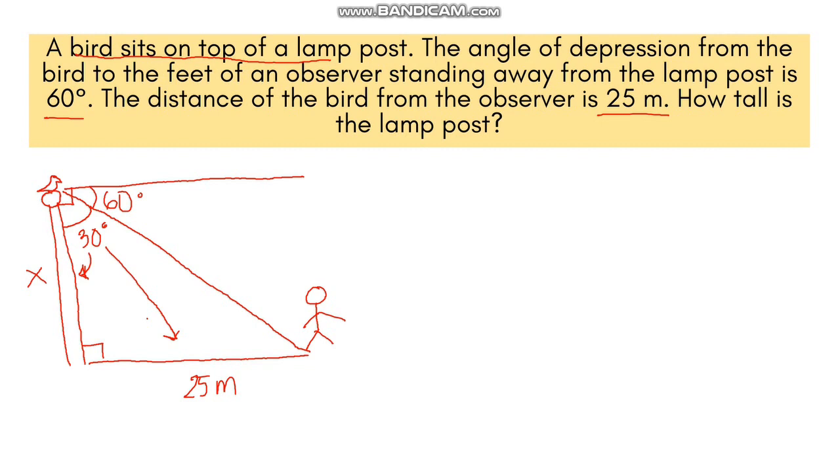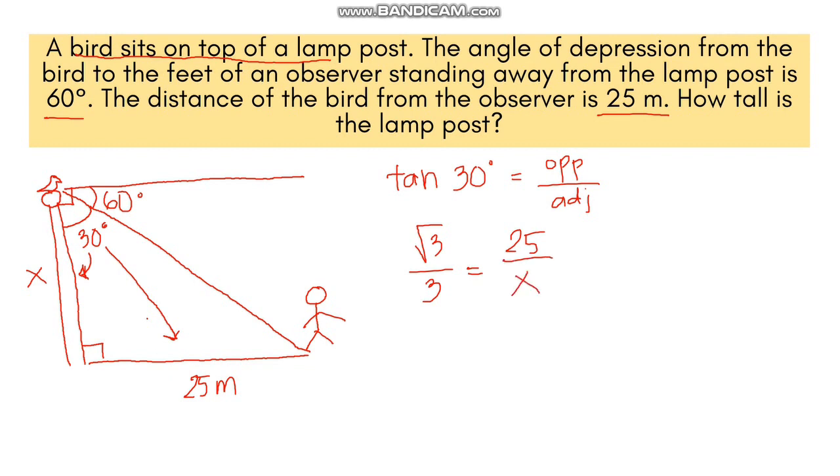So again, we're using the opposite side and then the adjacent side. So we will use tangent. So let's use tangent of 30 degrees. So it's opposite over adjacent side. So tangent of 30 degrees is again square root of 3 over 3 equal to, then the opposite side of 30 degrees, so that is 25 over the adjacent side, and that is x. So let's do cross multiplication.